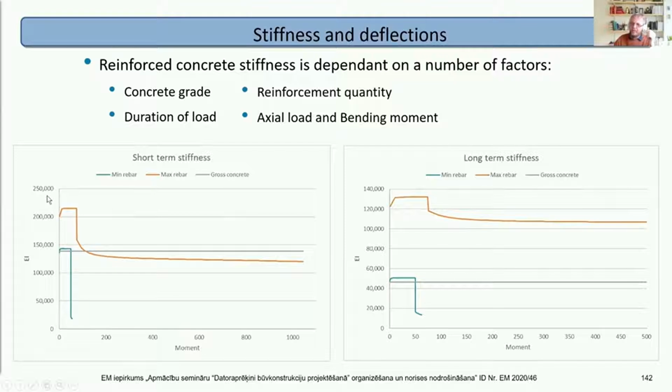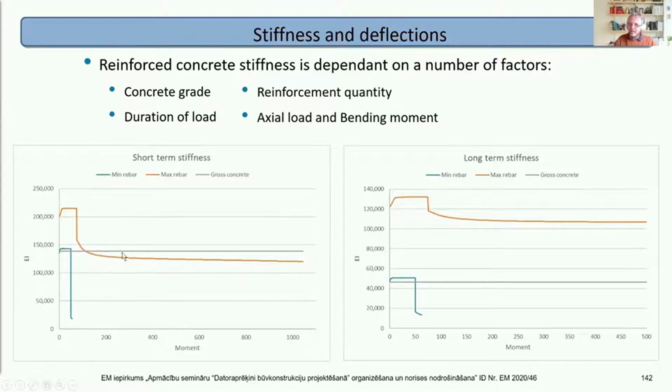So on these graphs, we can see the EI, the stiffness of these concrete sections, and there is the applied moment plot here. I've not included axial load. Axial load will stiffen the sections, a bit like a pile of bricks. Pre-stressing increases stiffness. And you can see for maximum and minimum rebar, as the bending moment increases, the section cracks and then either fails immediately or has a long tail off.